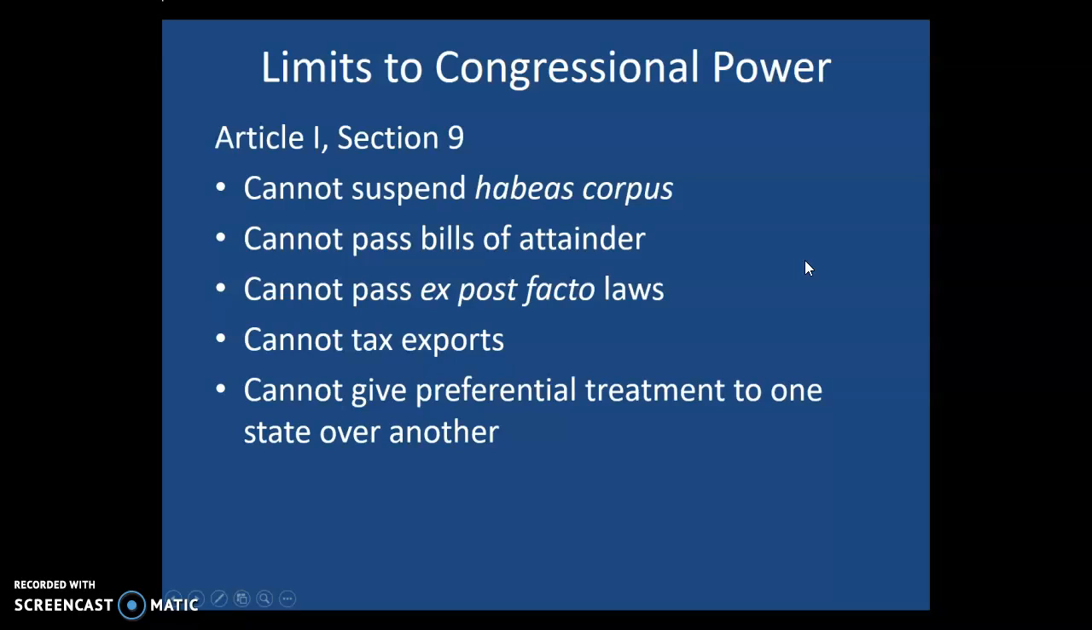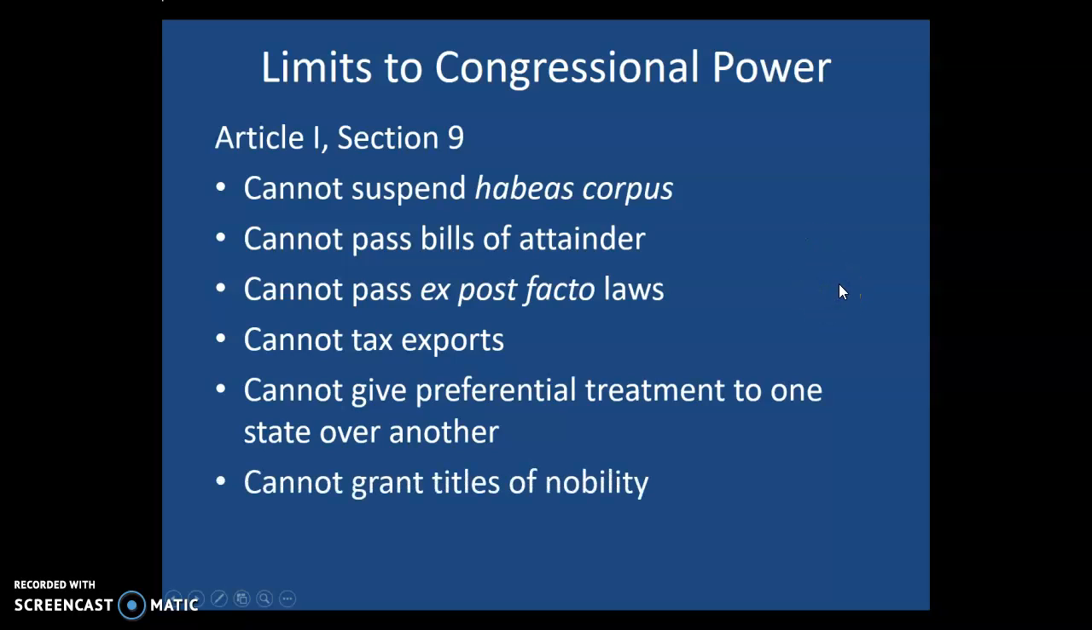Congress can't give preferential treatment to one state over another. So, for example, you have the port of New York City, and adjacent to that is the port of New Jersey. Congress couldn't pass a law that would make the fees to use the port of New York less expensive than the fees to use the port of New Jersey. That would be treating the port of New York preferentially to New Jersey. That's against the law.